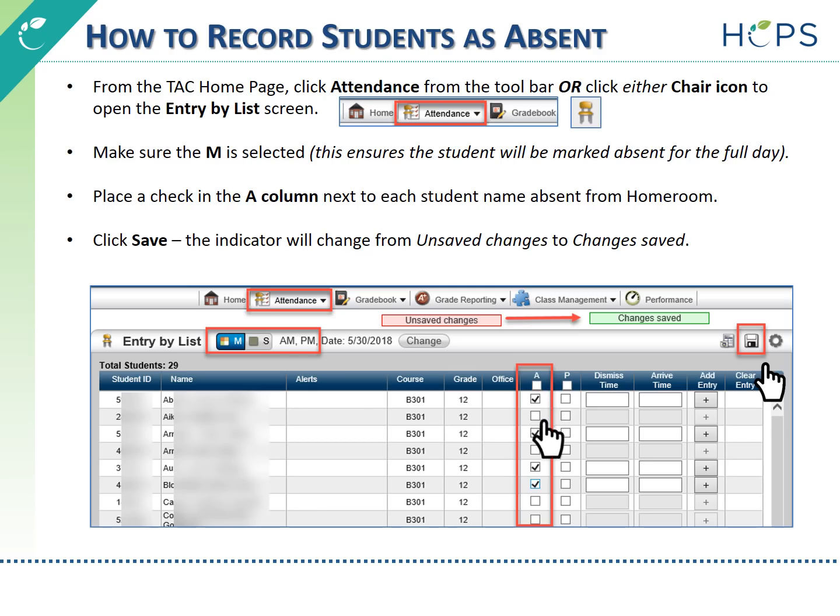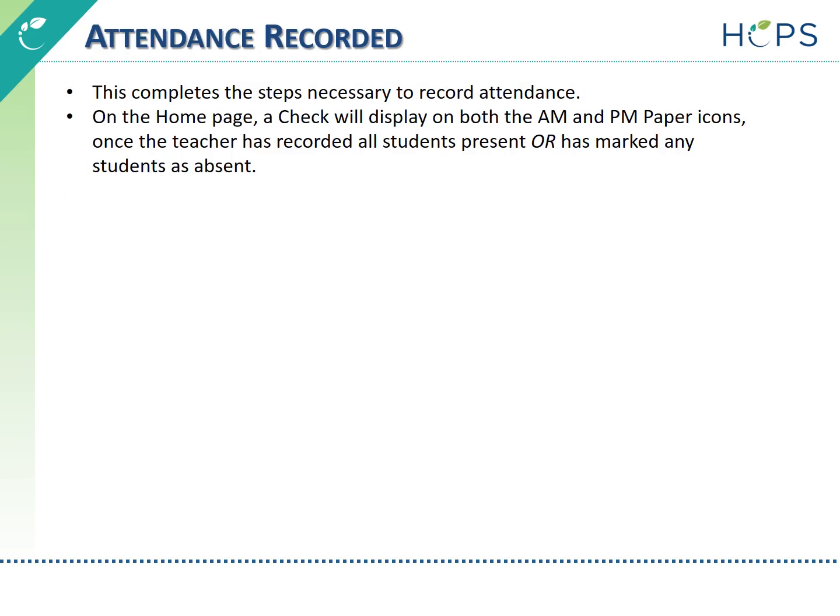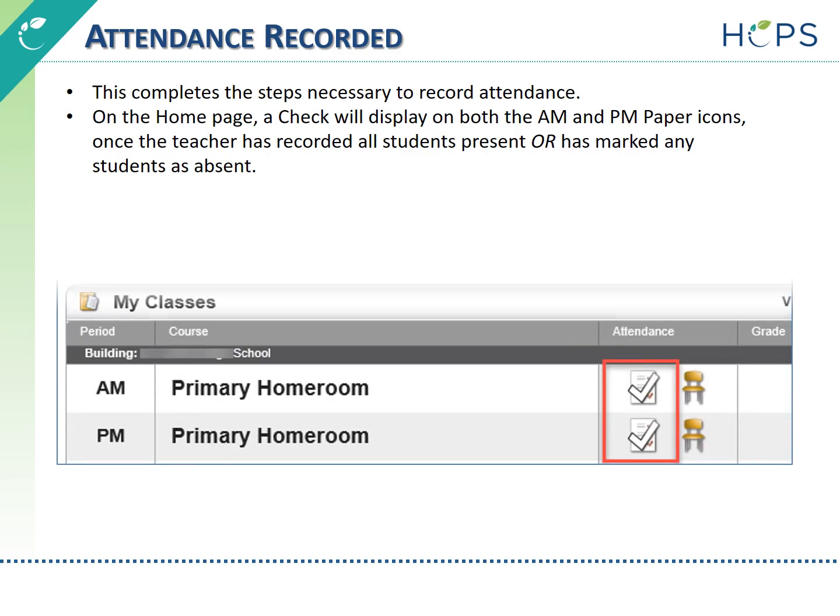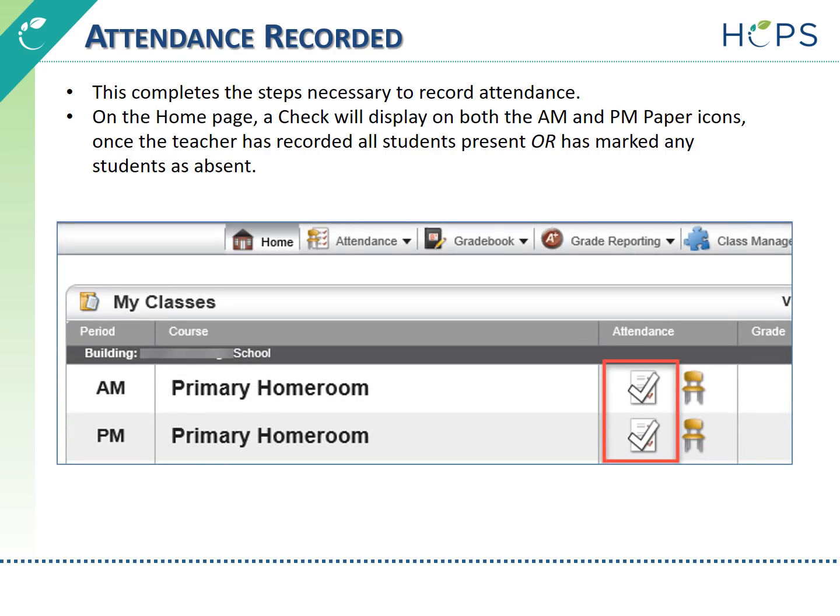Place a check in the A column next to each student name absent from homeroom. Click Save. The indicator will change from unsaved changes to changes saved. This completes the steps necessary to record attendance. On the home page, a check will display on both the AM and PM paper icons once the teacher has recorded all students present or has marked any students as absent.